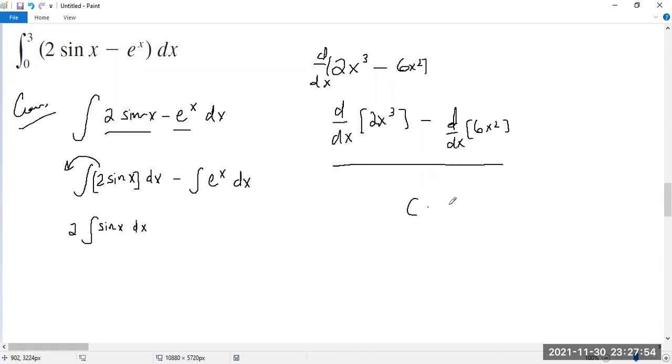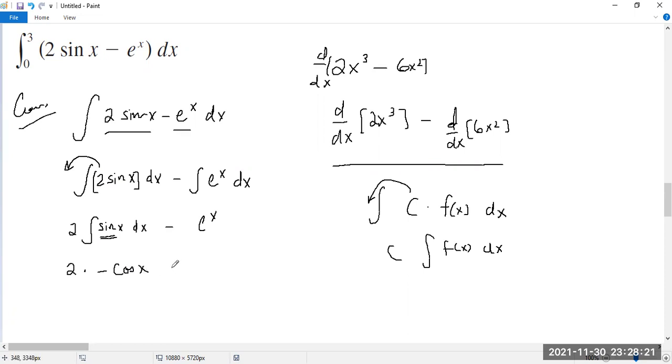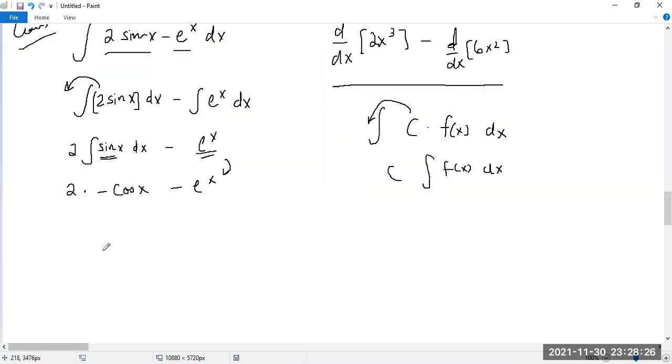If you have a constant multiplied by a function and you're taking the integral of this, you can just pull the constant out and then take the integral of the function. And that's what we've done here. The integral of e to the x is just e to the x, so we can take care of that while we can. So it's just 2 times the integral of sine of x. So what is the integral of sine of x? It's negative cosine of x, minus e to the x, which we had as our residue, so to speak. So this is minus 2 cosine of x minus e to the x.